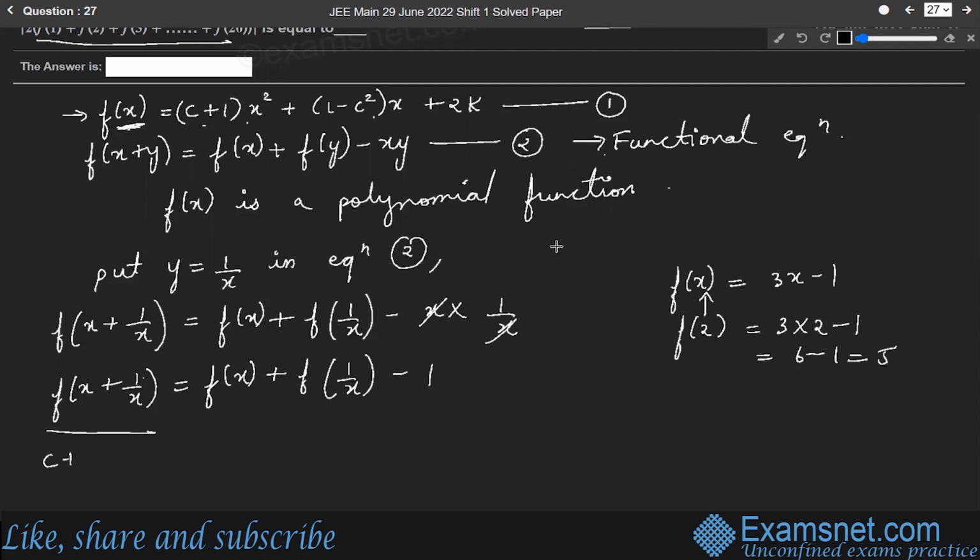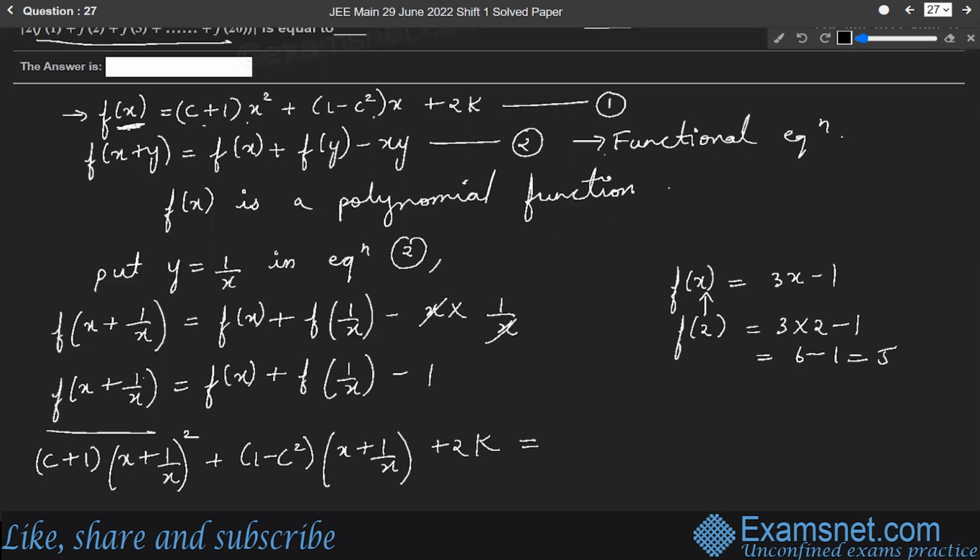So it is (c + 1) into x square. In the place of x, we have to put x + 1 by x and its square, plus (1 - c square) into x. Again, in the place of x, we have to put x + 1 by x, plus 2k. Now, I have written the values for the left hand side only. Now, we have to write the right hand side. What is the right hand side?